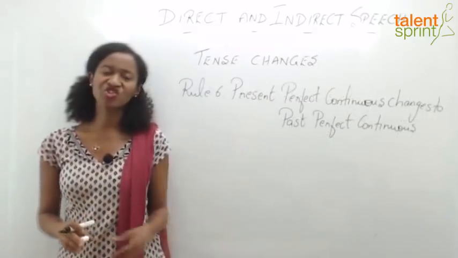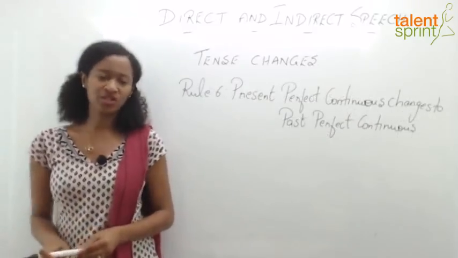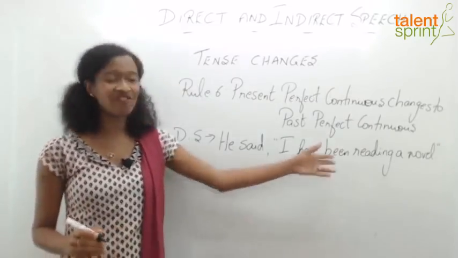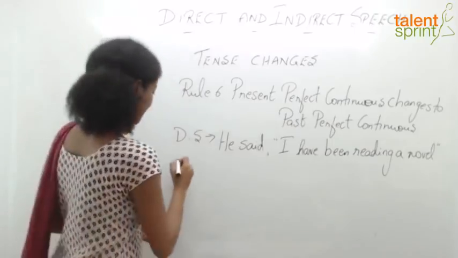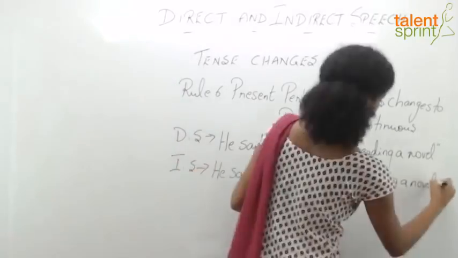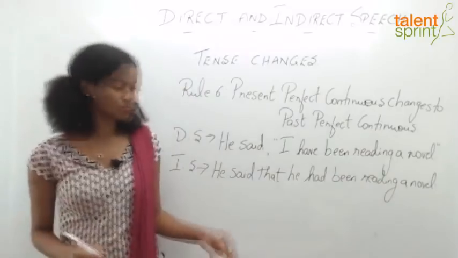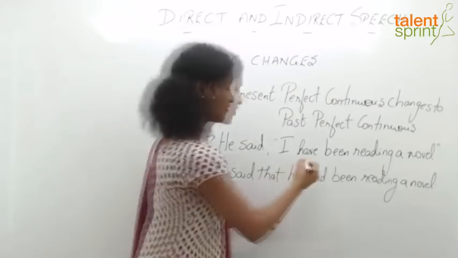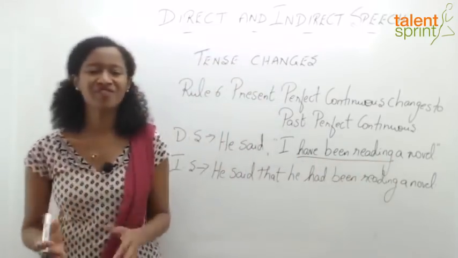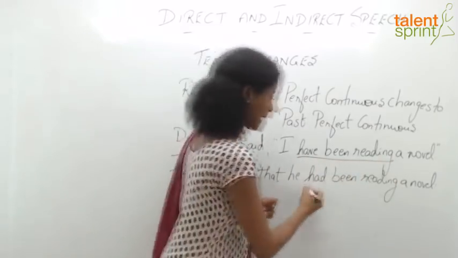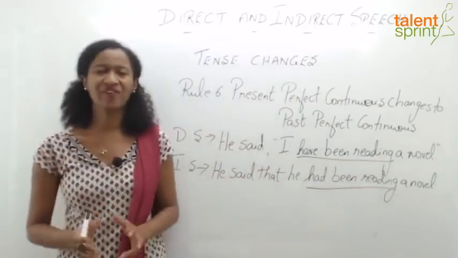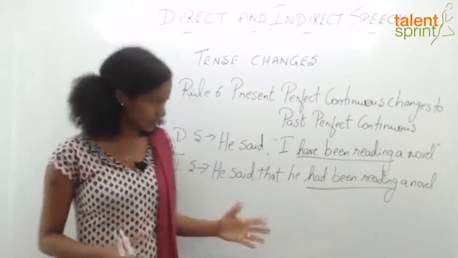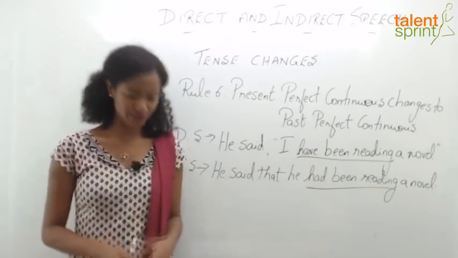Present perfect continuous changes to past perfect continuous. Let's look at an example sentence. So this is our direct speech. He said, I have been reading a novel. The indirect speech would be, right? So let's look at the changes. Conjunction that, pronoun I changed to he, have been reading, present perfect continuous, changed to had been reading, past perfect continuous, and there is no word depicting nearness in time. Alright, let's move to our next rule.